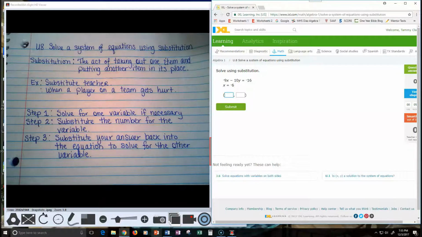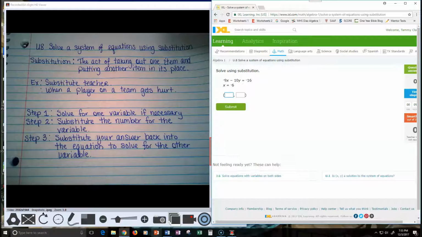So what we're going to do today is solve systems of equations using substitution, meaning we're going to take a variable out and put a number in its place. So here's a few steps for you. Step 1, solve for one variable if necessary. Remember, in systems of equations, we have x and y. So you're going to want to solve for either x or y, whichever one is easiest to get alone.